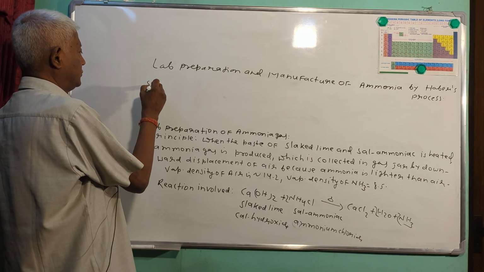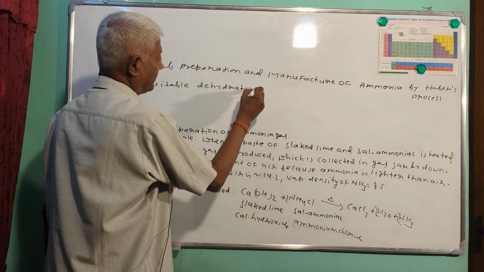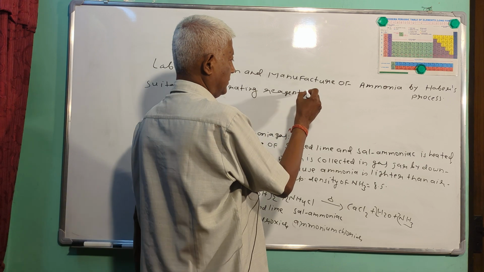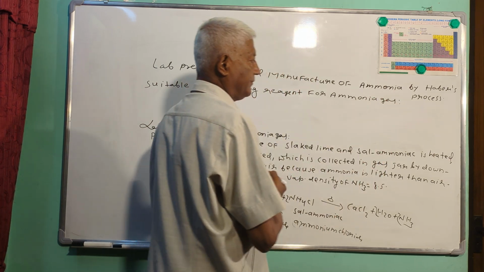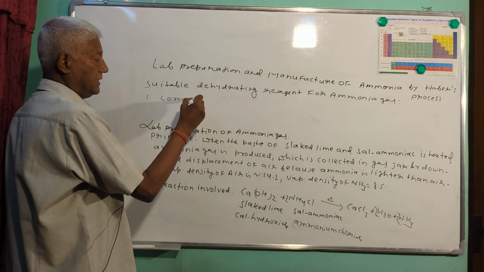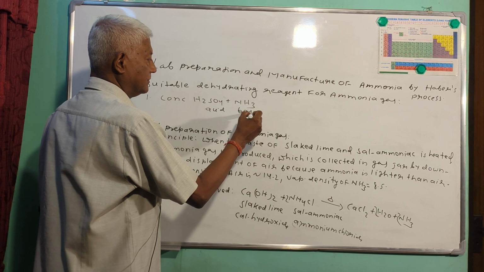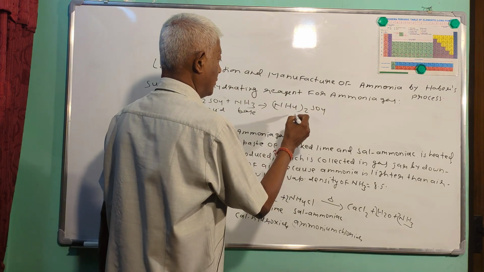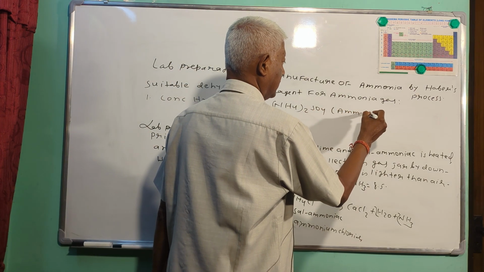Now next one is the suitable dehydrating reagent. Sometimes they ask what are the suitable dehydrating reagents for ammonia gas. So many. Suppose conc. sulfuric acid. Conc. means concentrated. That is acid, that is base. So in the reaction, just addition takes place. Ammonium sulfate. How many ammonia? 2. So multiply by 2 there. That is ammonium sulfate.